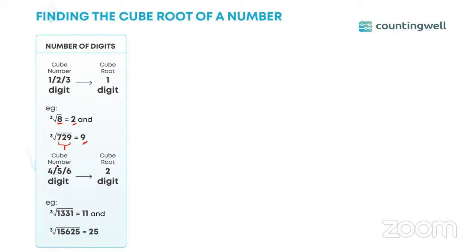Now, what if the cube number has 4 or 5 or 6 digits? For example, if we take the cube number as 1331 and take its cube root, the cube root is 11, which is a 2-digit number. If we take a 5-digit number and take its cube root, then we get 25, which is a 2-digit number. Note that the number whose cube root is taken is a perfect cube.